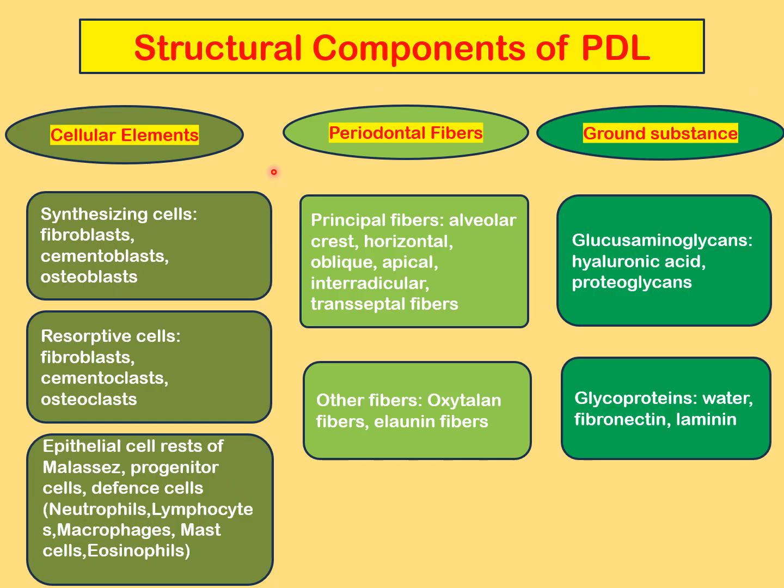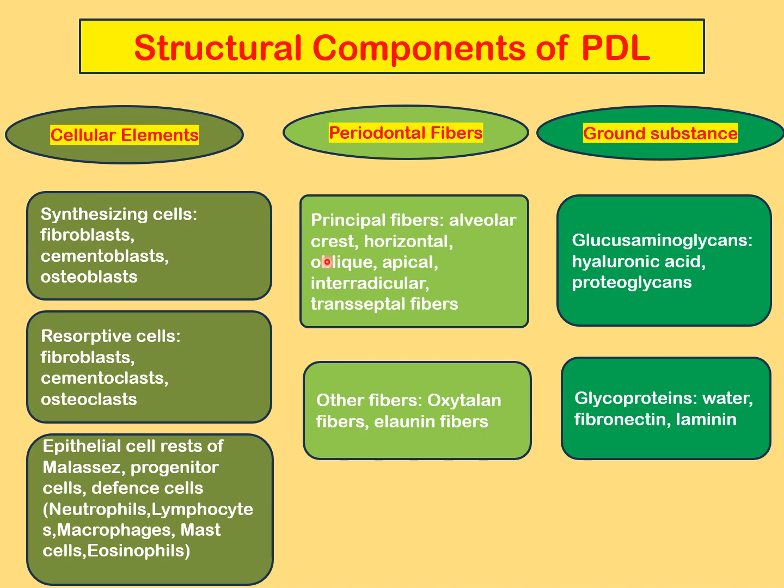Talking about the structural components of periodontal ligament, it comprises cellular elements, periodontal fibers, and ground substance. In the cellular elements, we have synthesizing cells, which include fibroblasts, cementoblasts, and osteoblasts. The resorptive cells include fibroblasts, cementoclasts, and osteoclasts. It also consists of epithelial cell rests of Malassez, progenitor cells, and defense cells which include neutrophils, lymphocytes, macrophages, mast cells and eosinophils. The periodontal fibers are a major component of the PDL.